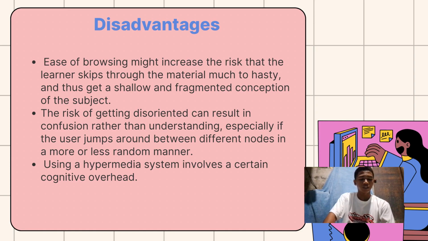Jumping between different links can cause confusion, making it difficult for learners to track their progress and maintain a coherent learning path. This can hinder comprehension and lead to frustration. Using a hypermedia system involves a certain cognitive overhead.